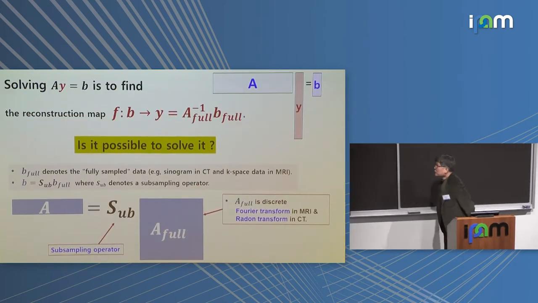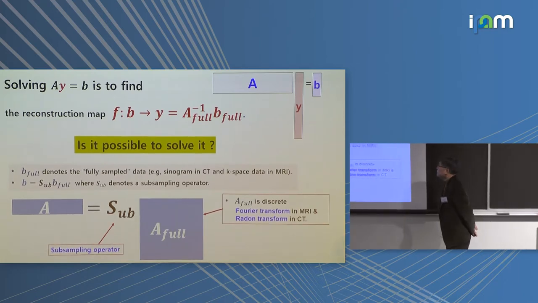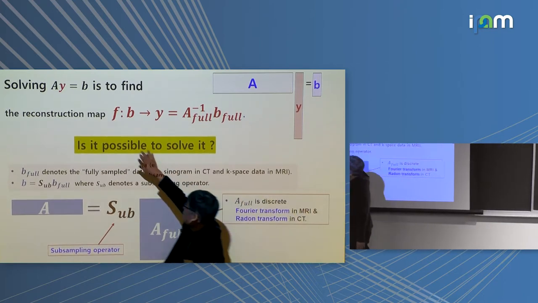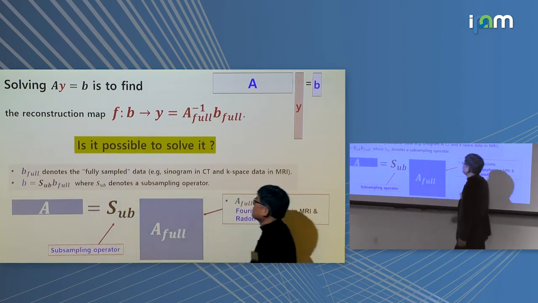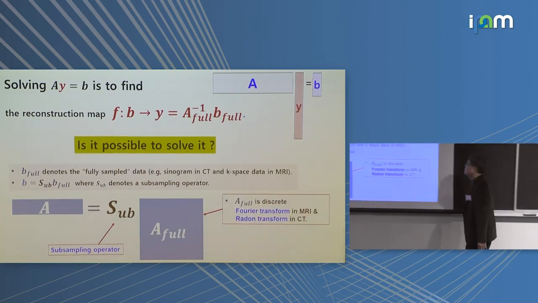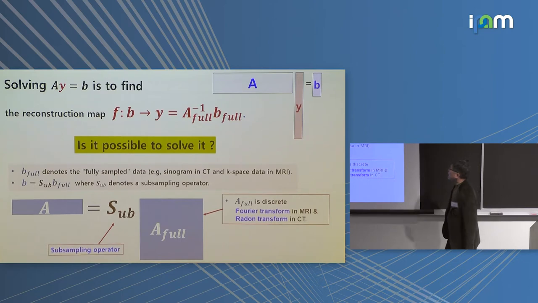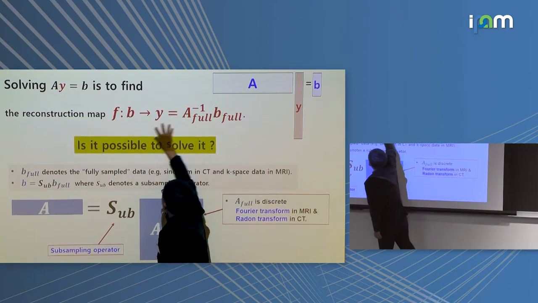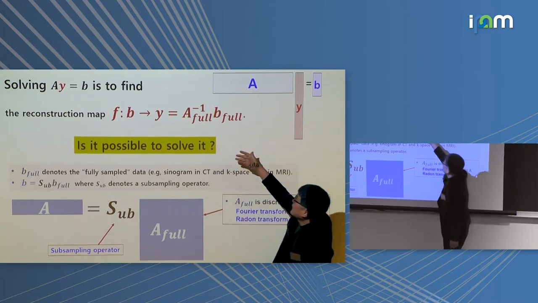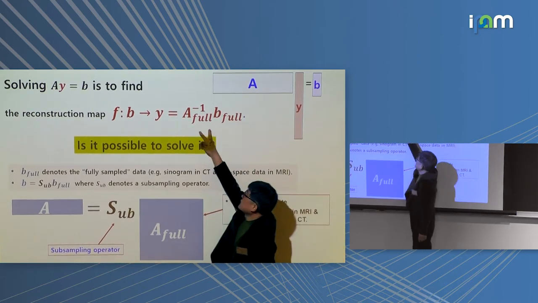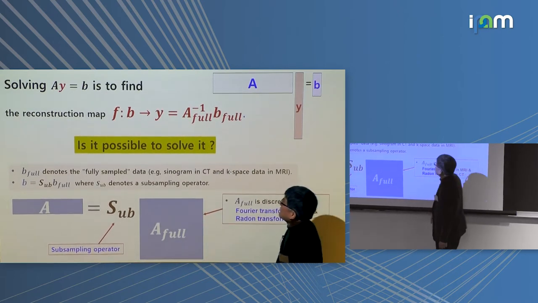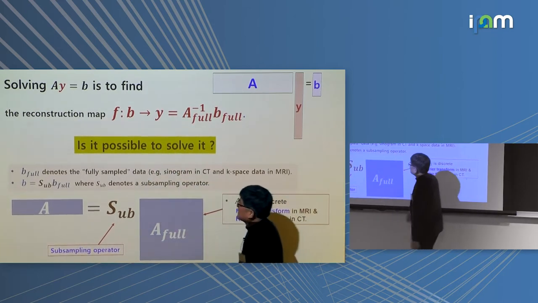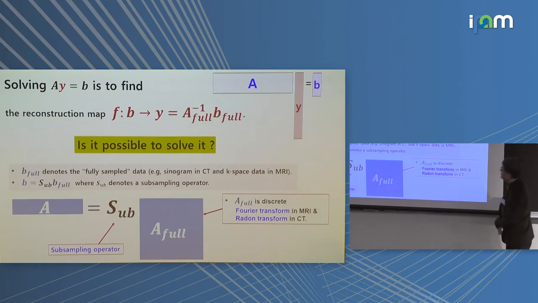Solving this system means finding the reconstruction map, which I call the function F. You try to find the reconstruction map from data to Y. Suppose this is a subsampling and this is a full sampling. In the full sampling case, the corresponding forward matrix is invertible. You try to find this map, but there is data deficiency. Is it possible to solve it?